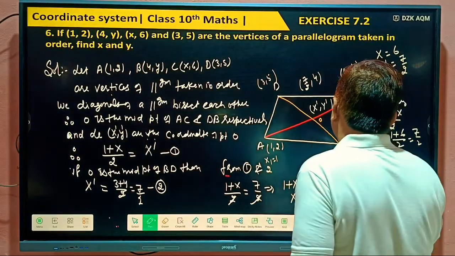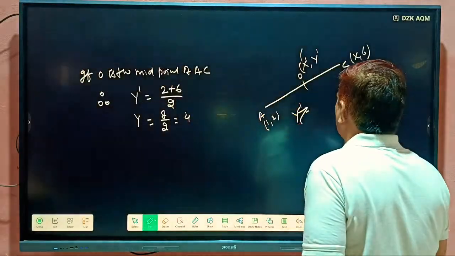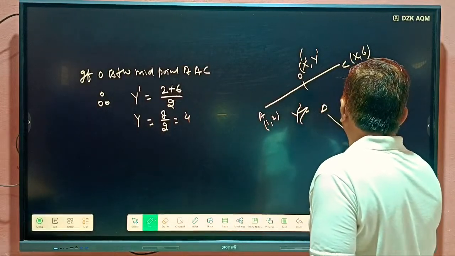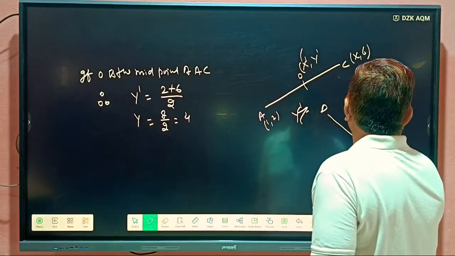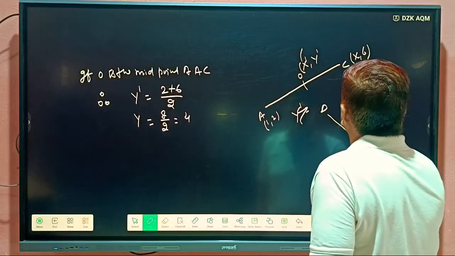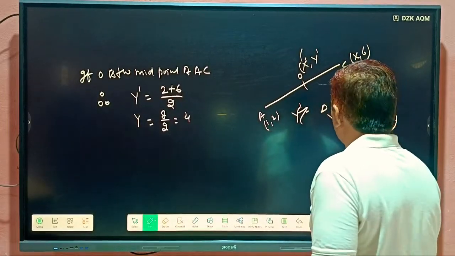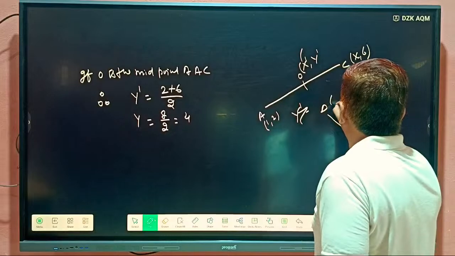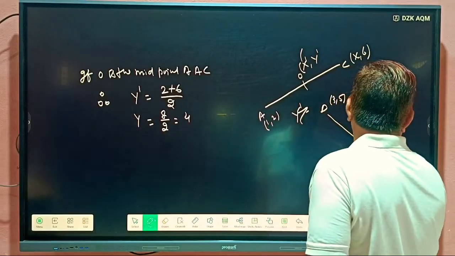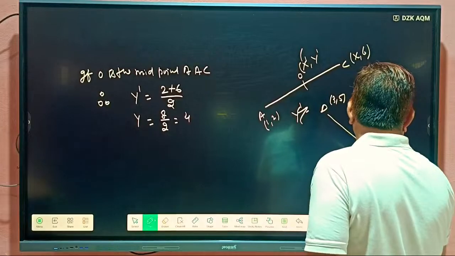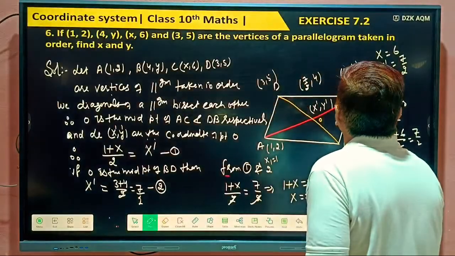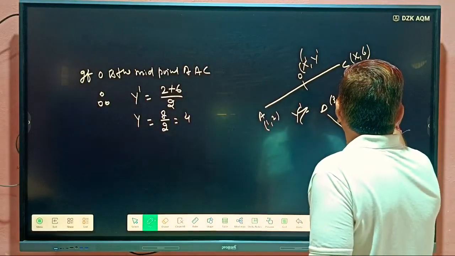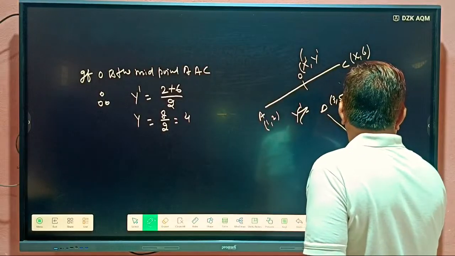Now taking BD. This is B, this is D. Again, this is point O, whose coordinates are x dash, y dash. Understood? And what are the coordinates of B and D? B is (3, 5) and D is (4, y). And O is the midpoint of this, and this is 7 by 2 and 4. Yes or no?